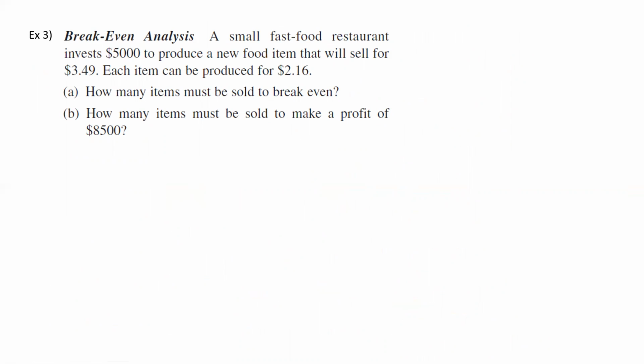So don't expect you to write everything down over there, but maybe the important parts. So I have a small food restaurant. We are going to invest $5,000 to purchase a new food item. We're going to sell for $3.49 each. So we purchased the rights to actually produce it for $5,000. And then we find out in order to produce it, it takes $2.16.